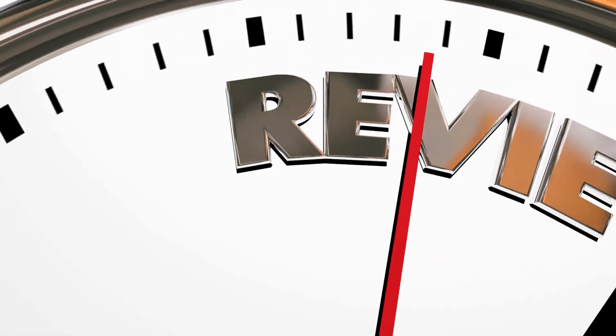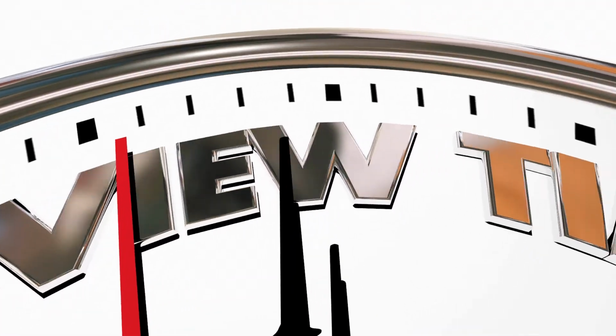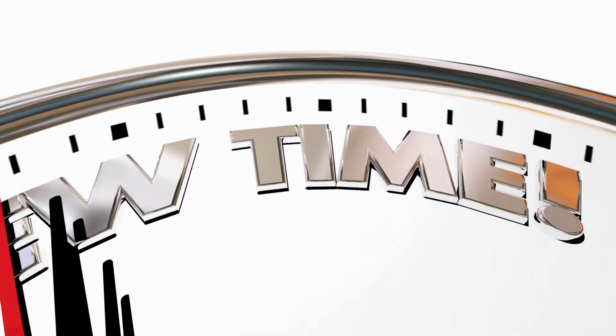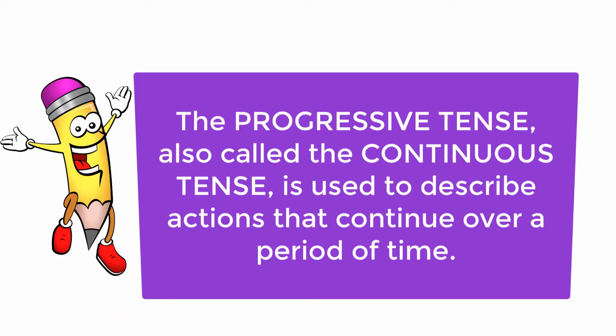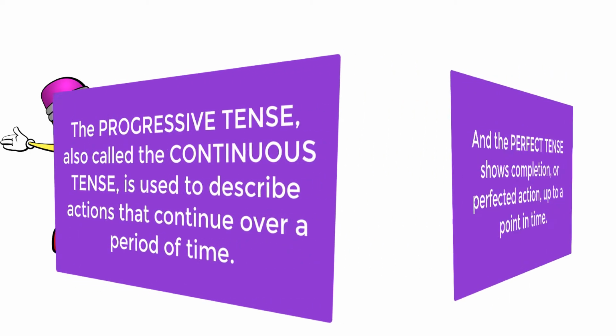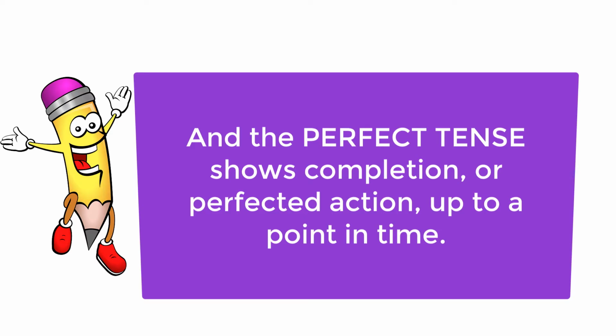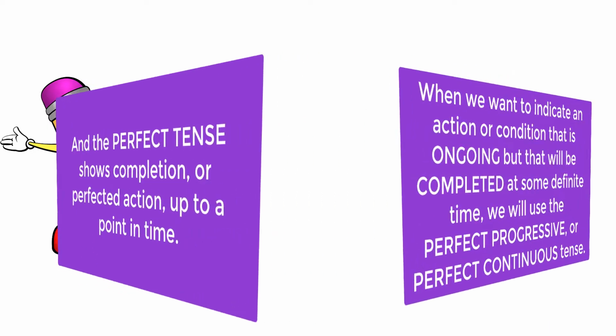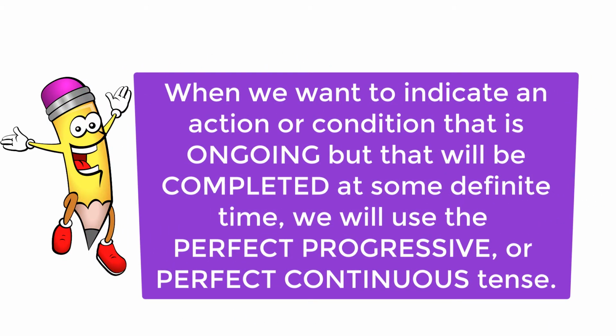In previous lessons, we've learned that the progressive, also called the continuous tense, is used to describe actions that continue over a period of time, and that the perfect tense shows perfection or completion up to a point in time. So when we want to indicate an action or condition that is ongoing, but that will be completed at some definite time, we will use the perfect progressive or the perfect continuous tense.